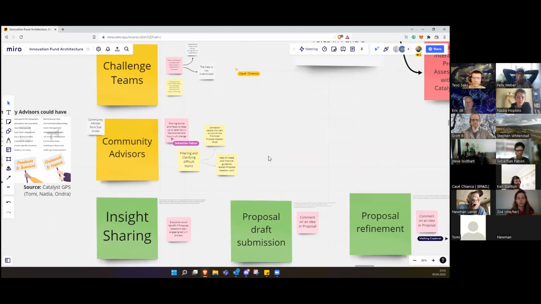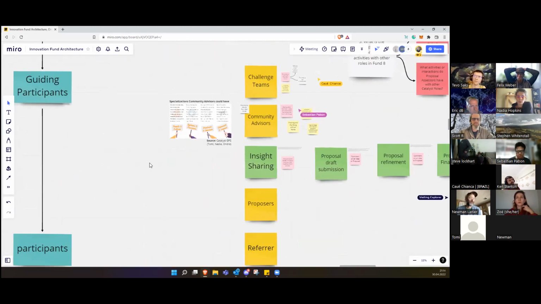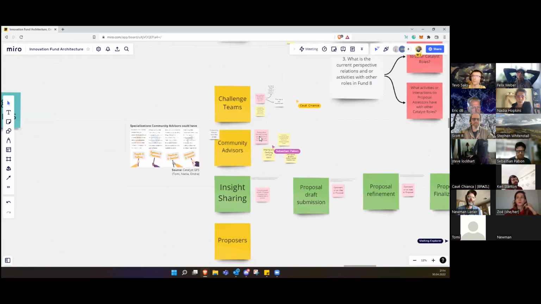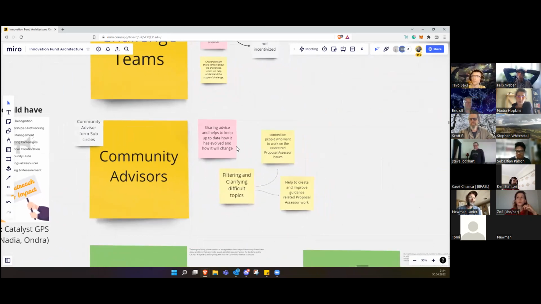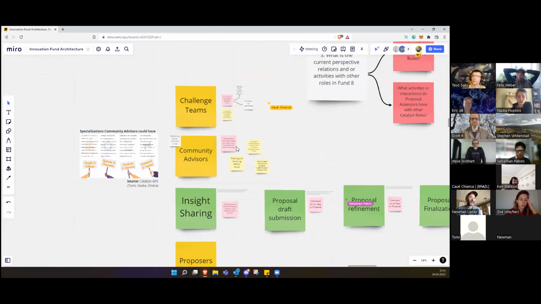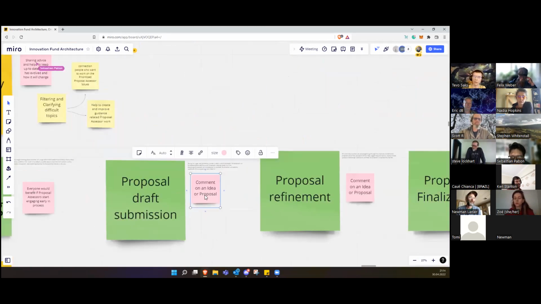Okay, so in that line of thinking, community advisors are actually proposal assessors. Right. What about the community who comment on the proposals before the text of the proposal is finalized? Where is that in terms of proposal assessment? Doesn't that contribute to the proposal assessment process on this board? Where is the line for the community commenting on the proposal? You mean this comment on idea and proposal? I'm not sure I get it.